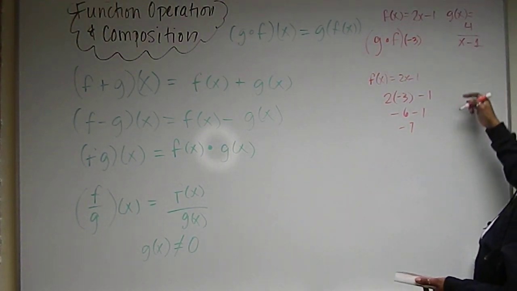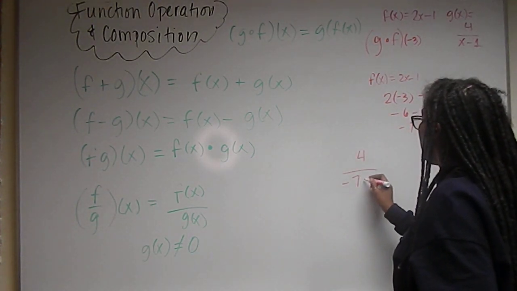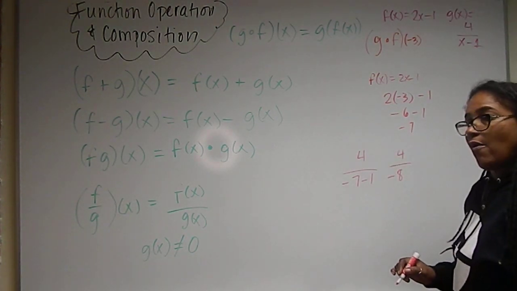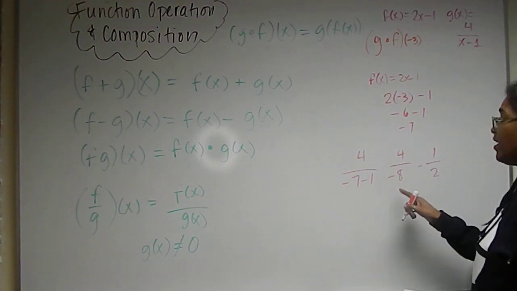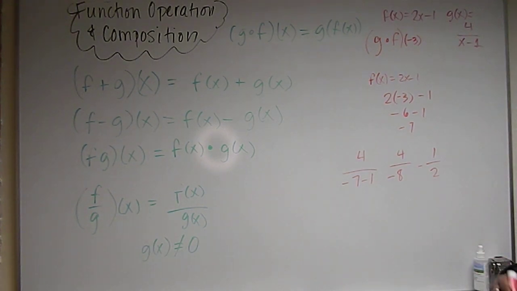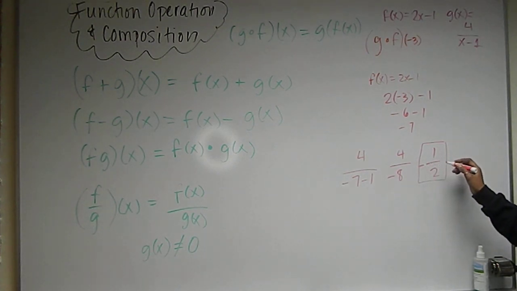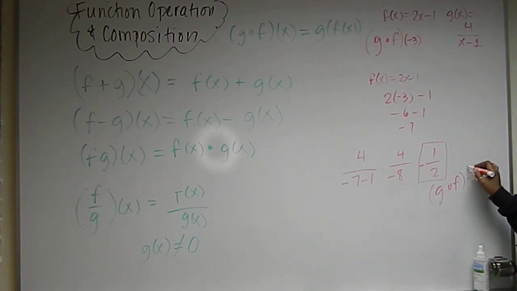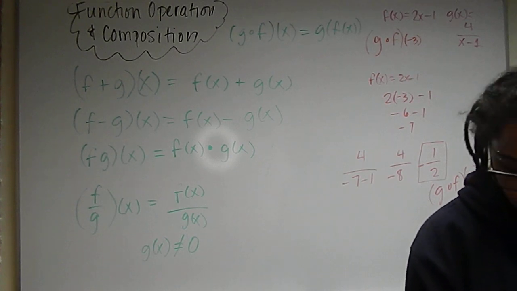So we're going to take it, we'll do 4 over negative 7 minus 1. Well, that turns into 4 over negative 8, which reduces to negative 1/2. 4 goes into 4 one time, 4 goes into 8 2 times. Alright? So, G of F of negative 3 is equal to negative 1/2. Is that starting to make a little bit more sense? Starting to click a little bit?